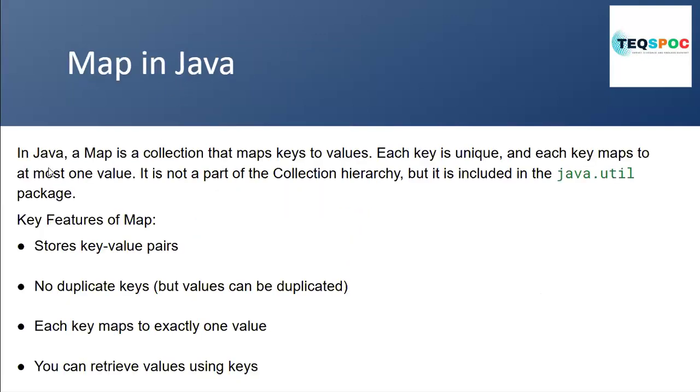What is a Map? Basically, in Java, a Map is a collection that maps data in key-value pairs. Each key is unique and each key maps to at most one value. It is not a part of the Collection hierarchy, but it is included in the java.util package. The key features of Map: it stores data in key-value pairs, no duplicate keys, so keys should be unique, and each key is mapped with exactly one value. You can retrieve the value by using the key. That is a Map.